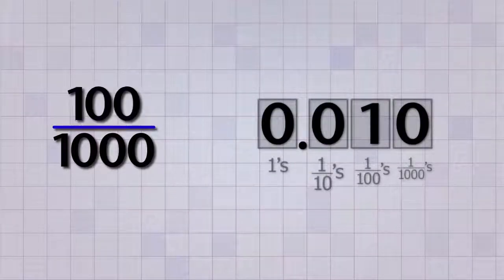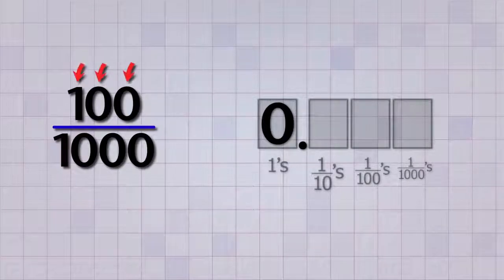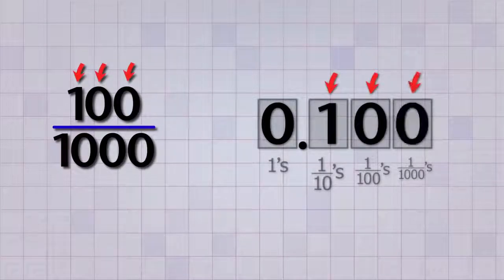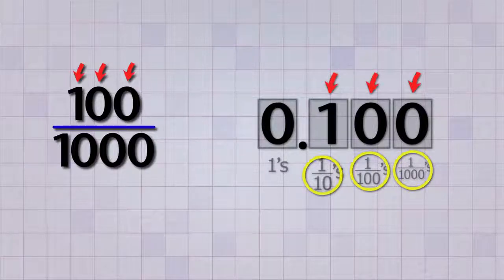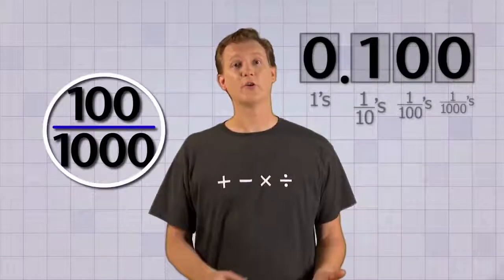Alright, what if we have 100 over 1,000? Now that's a 3-digit number on top, so we're going to need to use 3 number places. The thousandths place, the hundredths place, and the tenths place. So as you can see, 100 over 1,000 is just the same as 1/10.